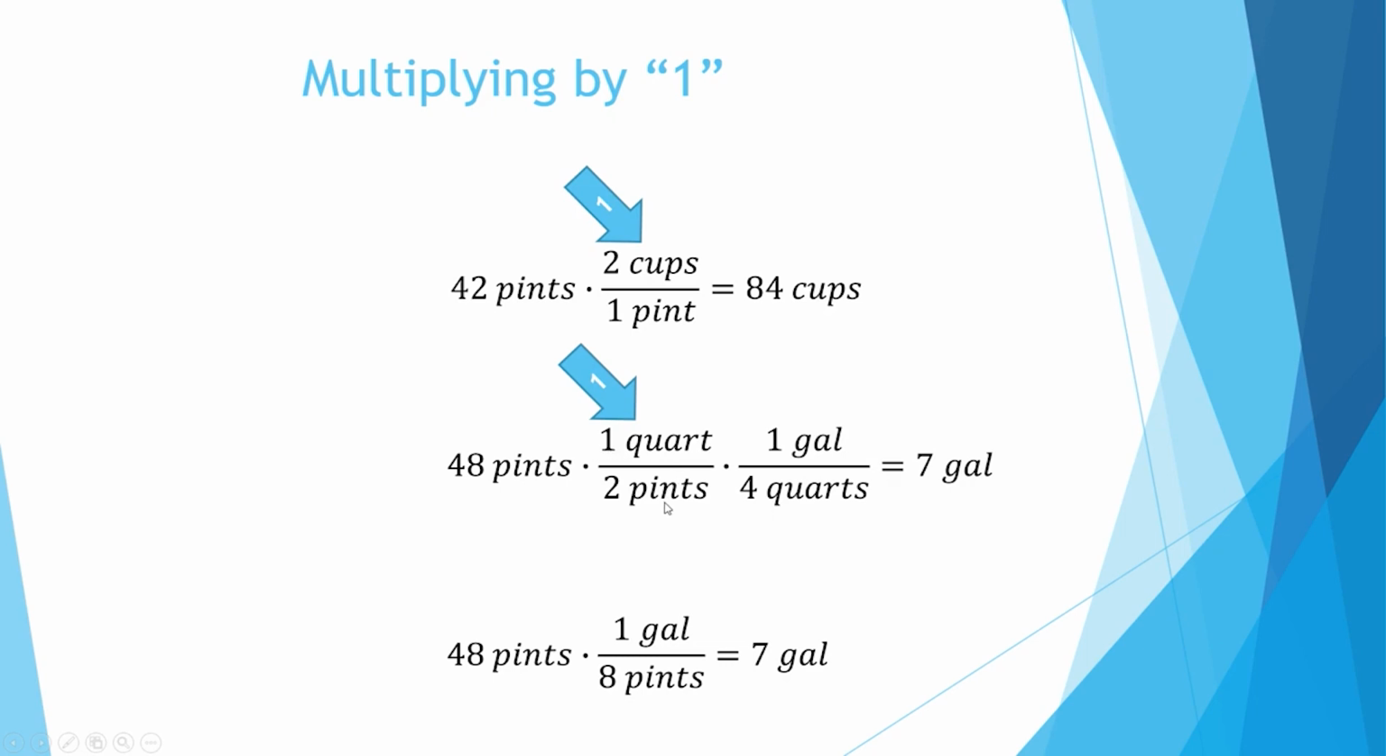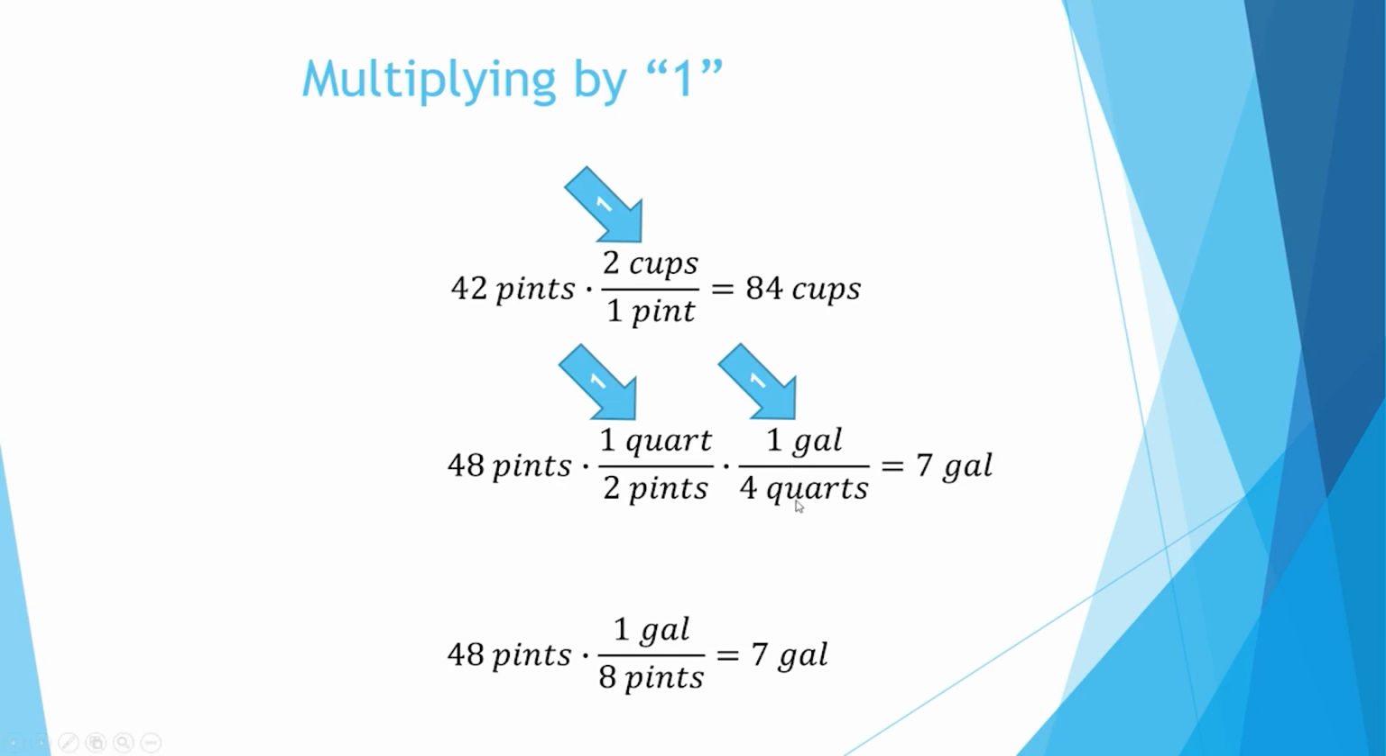So 1 quart is equal to 2 pints. I want the pints to cancel. I still want to get to gallons. So I know 1 gallon is equal to 4 quarts. Can multiply that by a 1. Again, you can't see my fingers, but I'm doing quotes. Doesn't exactly look the same, but they are the same, right? They're equal in value.